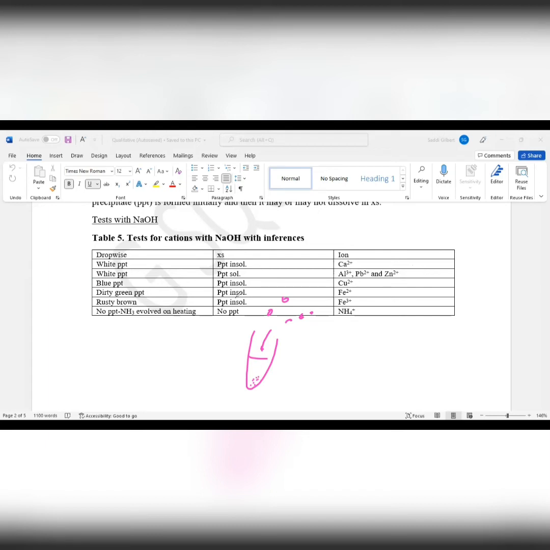All right. Now, if it's a blue precipitate that you form when you add the sodium hydroxide, then you know it is copper. Copper forms the blue ions. Remember I said, if you add excess and the precipitate is insoluble, it's still copper. It doesn't change that. If you get a dirty green precipitate, it's iron 2. If you get a rusty brown, it is iron 3. And of course, you're not going to get any precipitate with ammonia, with sodium hydroxide. But what you will get is, if you heat the solution, you will get ammonia evolving.